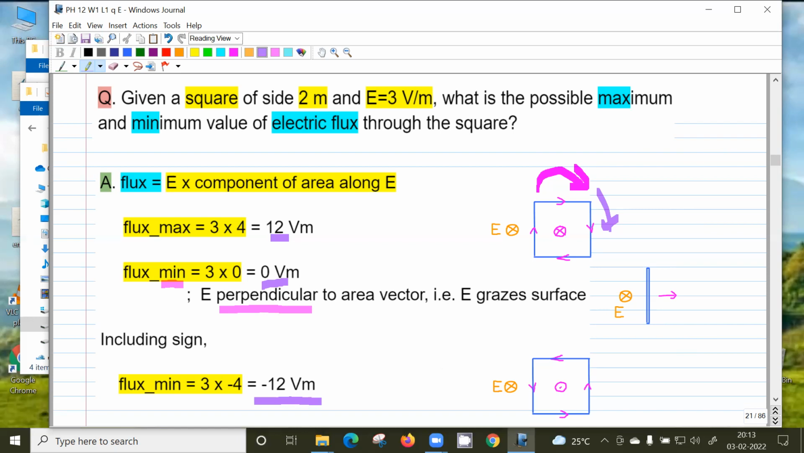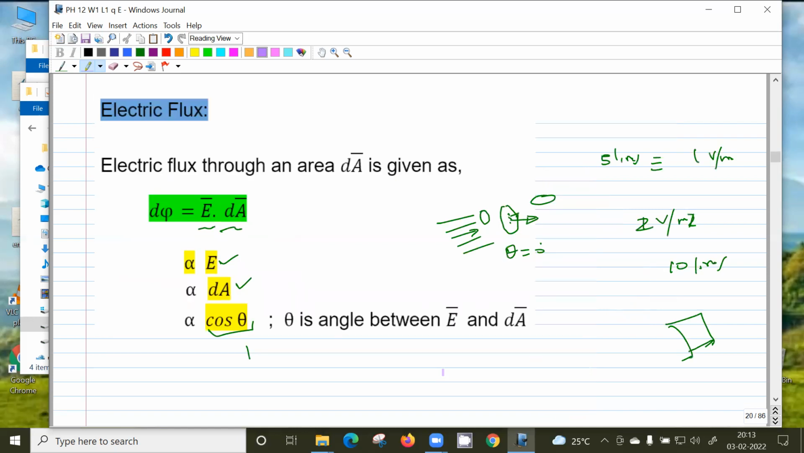Yes, sir. So mathematically it's E dot dA, so E into dA into cos theta. As theta becomes greater than 90 degrees, it will become negative. Cos theta is positive from 0 to 90 degrees, and from 90 to 180, it's negative.